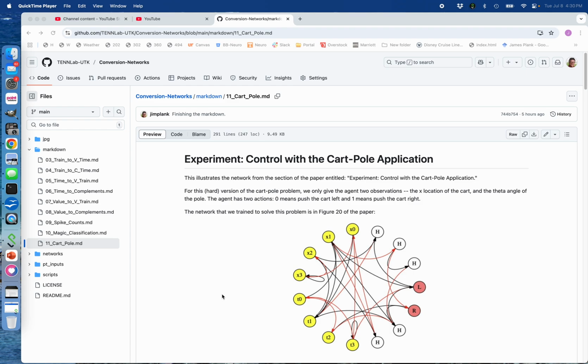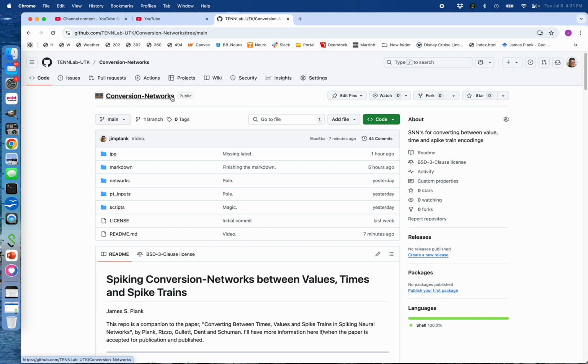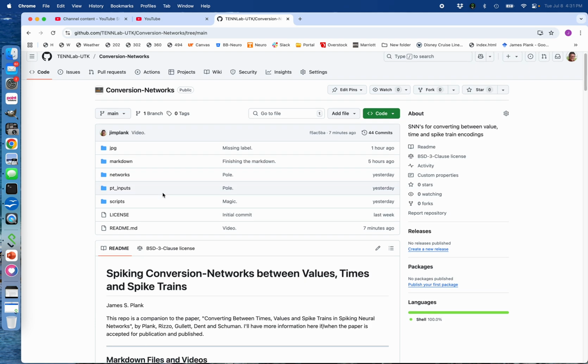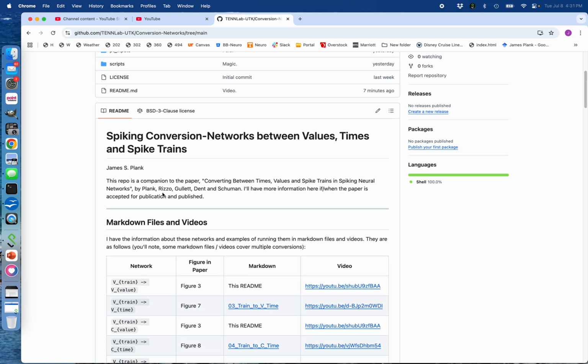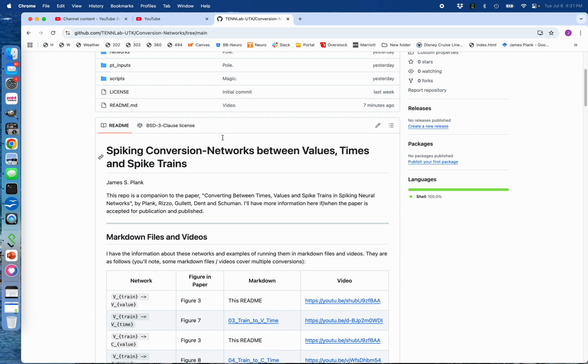Hi, this is Jim Plank with the last of the videos for the paper about converting between encodings in spiking neural networks. As always, if you are watching this video and you haven't gone through the main README, go to the main homepage for the repo for this paper and either read the README or go through the video for the README, and that'll give you all of the tools, an introduction that you need to understand this video.